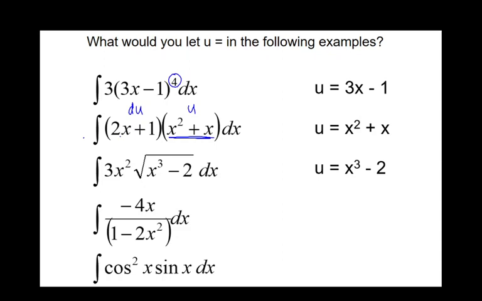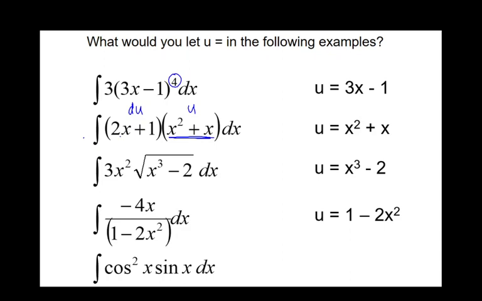Okay? Now the next one, which one should be your u? Well, again, I don't have a power or a square root or a trig function to show an inside function, and since there's just a fraction here, you really can't tell. But again, it's like the second one, where I see I have 1 minus 2x squared, and the derivative of 1 minus 2x squared is negative 4x. So I see u and its derivative, so that u is 1 minus 2x squared.